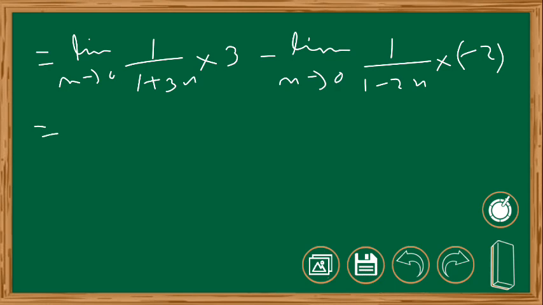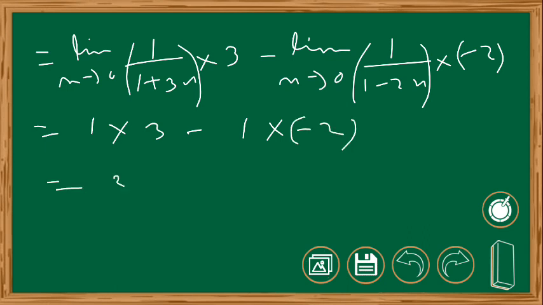Now if I put 0, this becomes 1. So 1 multiplied by 3, minus, if I put 0, this also becomes 1, so 1 multiplied by minus 2. So in total I get 3 minus minus, which becomes plus, so 3 plus 2, which is equal to 5. So this one is the final answer.